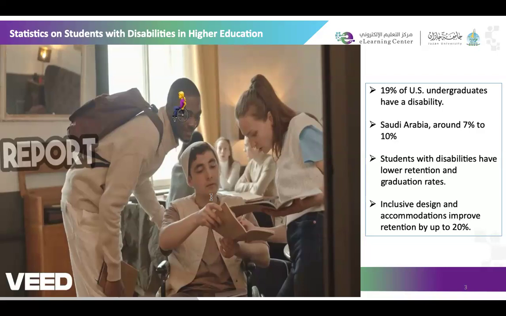These disabilities include physical impairments, learning disabilities, mental health conditions, and sensory disabilities. Students with disabilities face unique challenges, with lower retention and graduation rates compared to their peers. Accessibility barriers, lack of support, and inadequate accommodations are significant contributors to these disparities. Effective inclusive design and accommodations can significantly improve academic outcomes, enhancing retention rates by as much as 20% for students with disabilities.